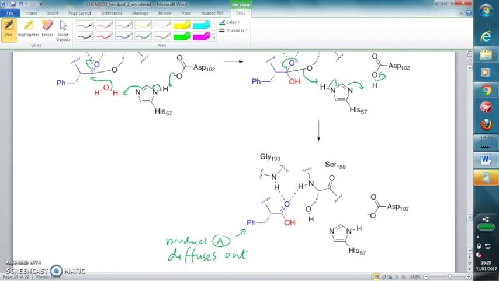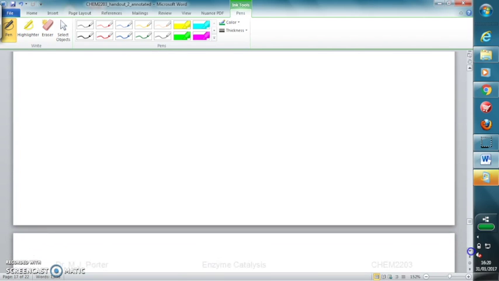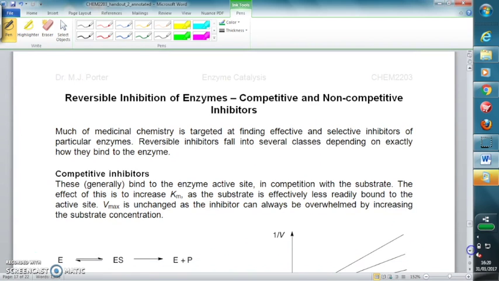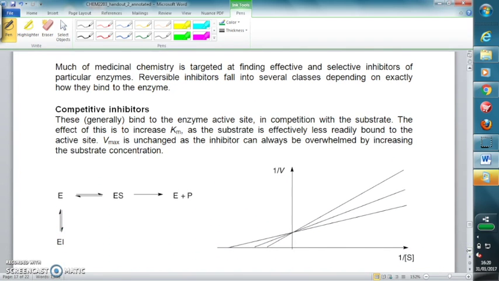What I'd like to look at for the remaining couple of slides is inhibition of enzymes. Because very often, as chemists, our interaction with enzymes is that we want to inhibit them. We want to make drugs that will specifically inhibit particular enzymes to treat particular conditions. So I'll talk a little bit first about the general character of different types of inhibition, and then we'll briefly look at a couple of examples of inhibitors.